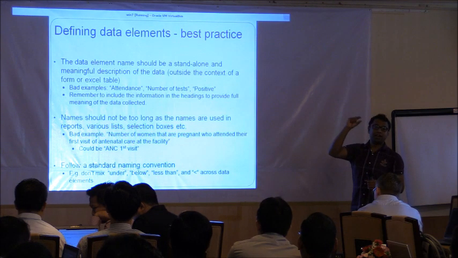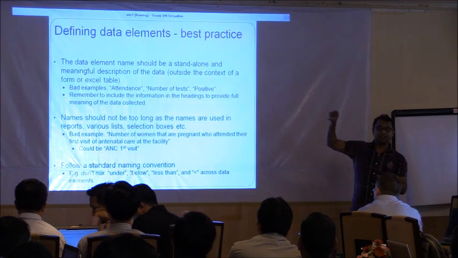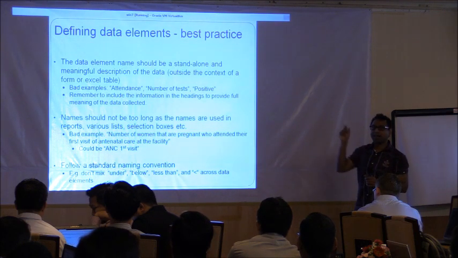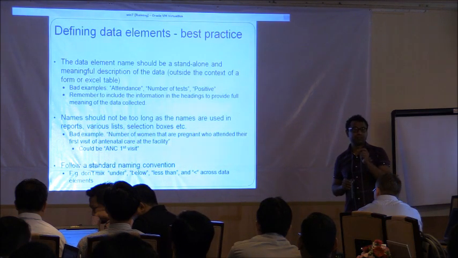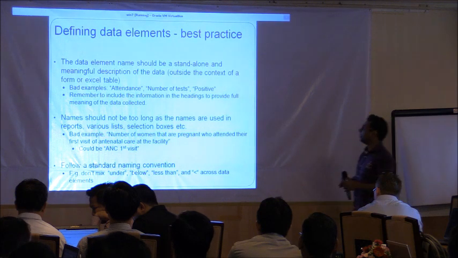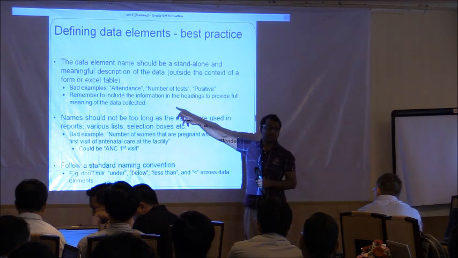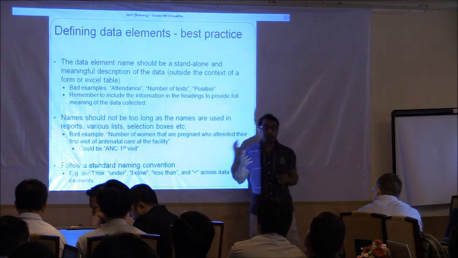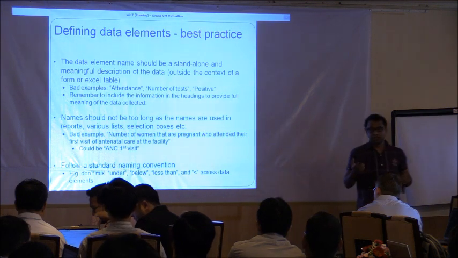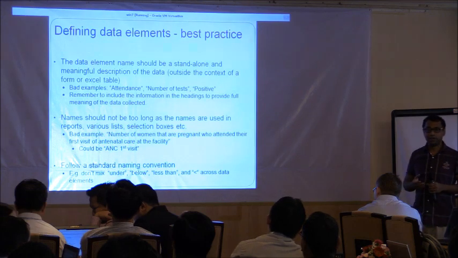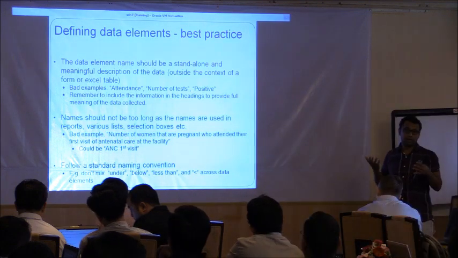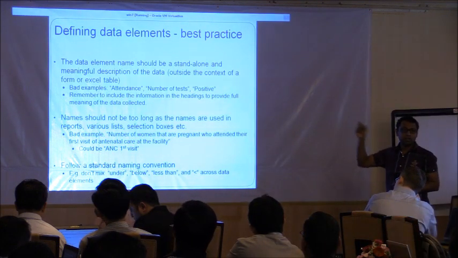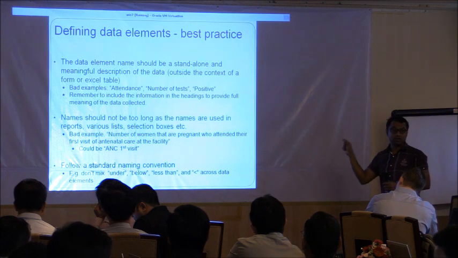There is a difference between the data element and the form name. What appears in the form, you can put exactly as the form name. But a data element should be out of context. For example, there are some places where you just have, let's say, attendance. If you create just attendance, we don't know what the attendance is about. Is it a doctor's attendance, or OPD attendance, or what is it? And number of tests, what test is it? Is it a malaria test or HIV test or whatever test? So it has to be meaningful and right to the point.